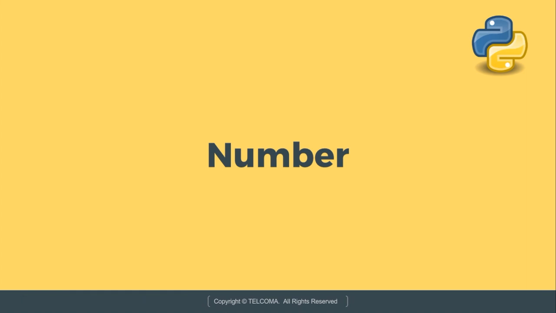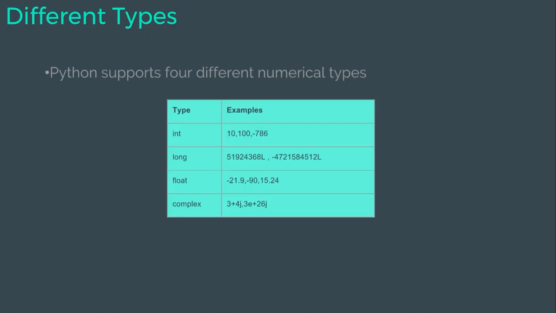In the previous lecture, we saw what an operator is, the types of operators, and how to use operators in Python. In this lecture, we will see different types of number systems and how to use number systems in Python. Let's see the different types of number systems.